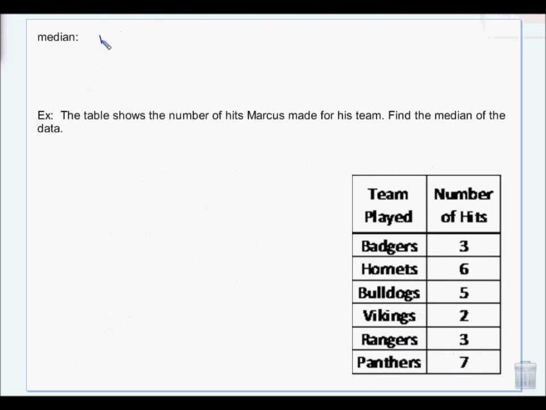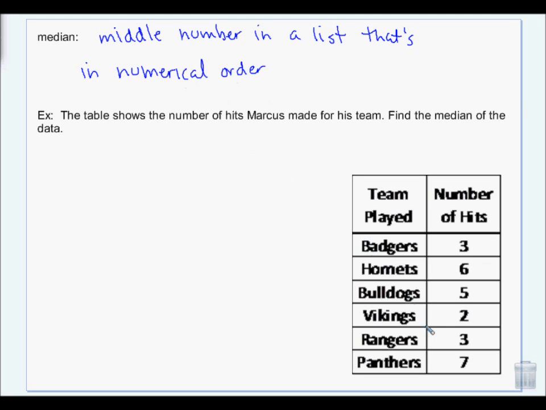Okay, median is the middle number in a list that's numerical. So you have to put them in order first. So first I would take these numbers and I'd put them in order. So I'd go 2, 3, 3, because there's 2 3s, right? 5, 6, and 7. Right. 1, 2, 3, 4, 5, 6. Okay, see now, the middle is right here.